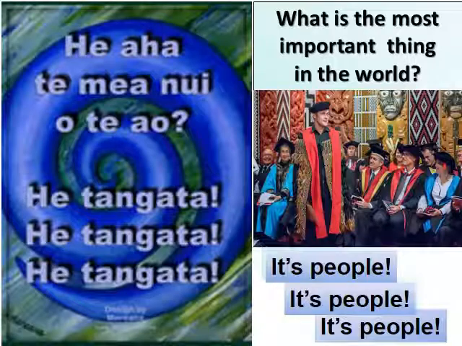But when you meet Maori people, you find that the most important resource is people. And hence the question on the left, he aha te mea nui o te ao. What is the most important thing in the world? He tangata, he tangata, he tangata. It's people, it's people, it's people.